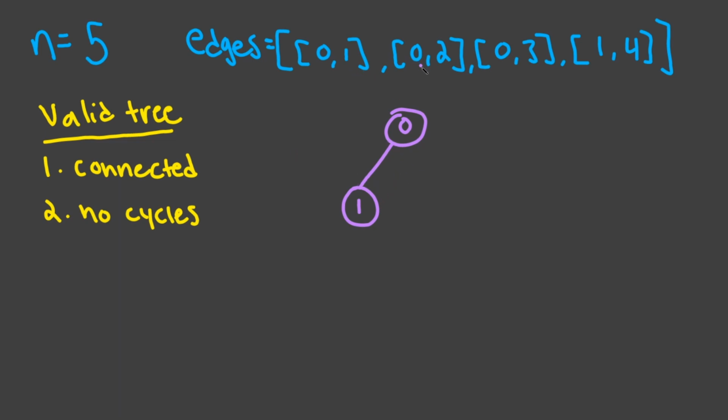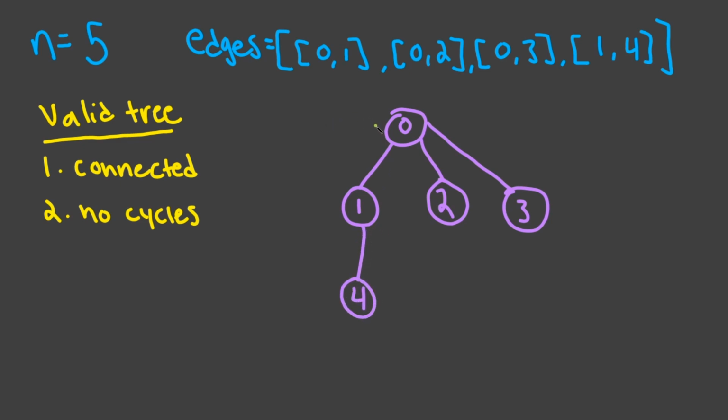So our next edge is going to be 0 to 2. So we can draw a 2 node here, and we can connect that to 0. Then we have 0, 3. So now we're going to have a 3 node here. And then our last edge is going to be 1 to 4. So we're going to have a 4 node that is connected to 1.